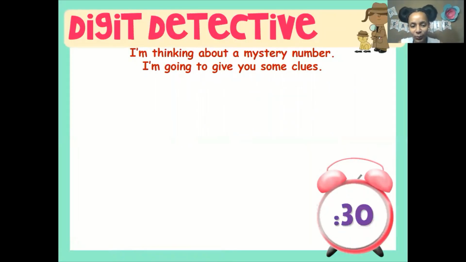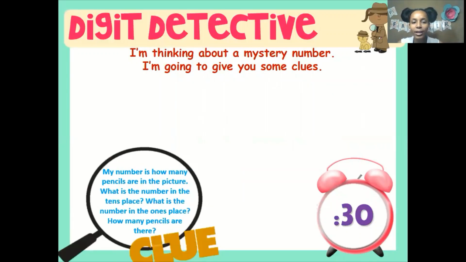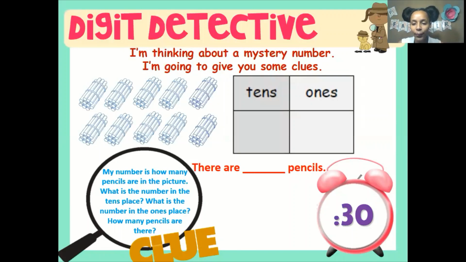Here's my next clue. My number is how many pencils are in the picture. What is the number in the tens place? What is the number in the ones place? How many pencils are there? Go.